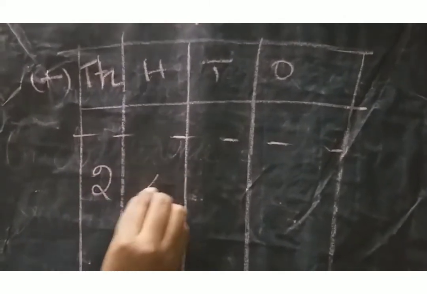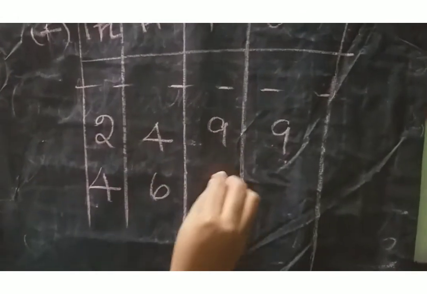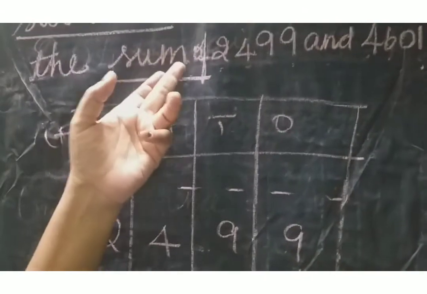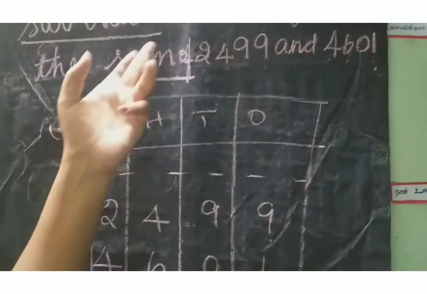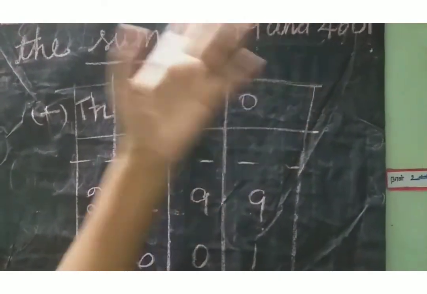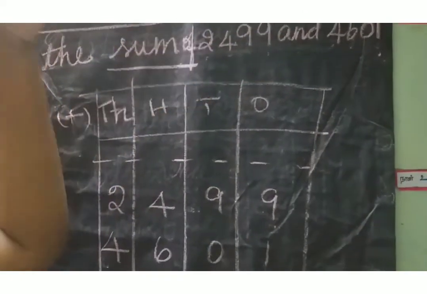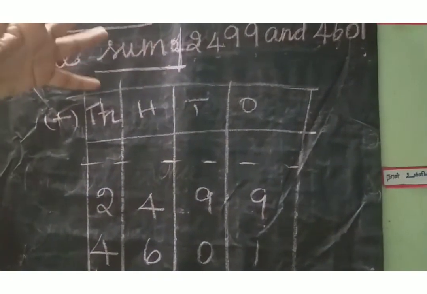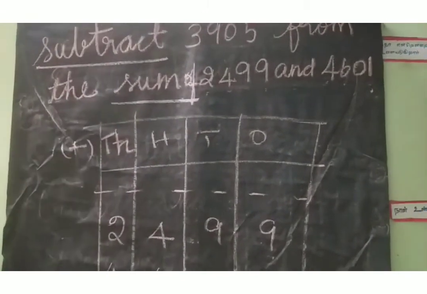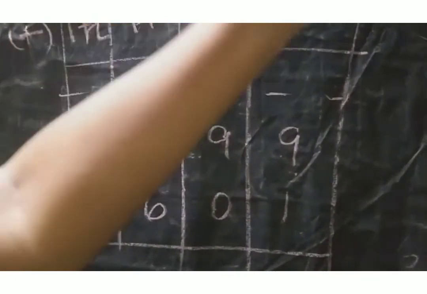First number is 2499, 4601. Why you count these two numbers? Because here they given the sum of these two numbers. That means you should add first of all two numbers. When the sum given, they given the two sums, that is addition sum and also subtraction. You have to do first of all addition sum. Add the sum.